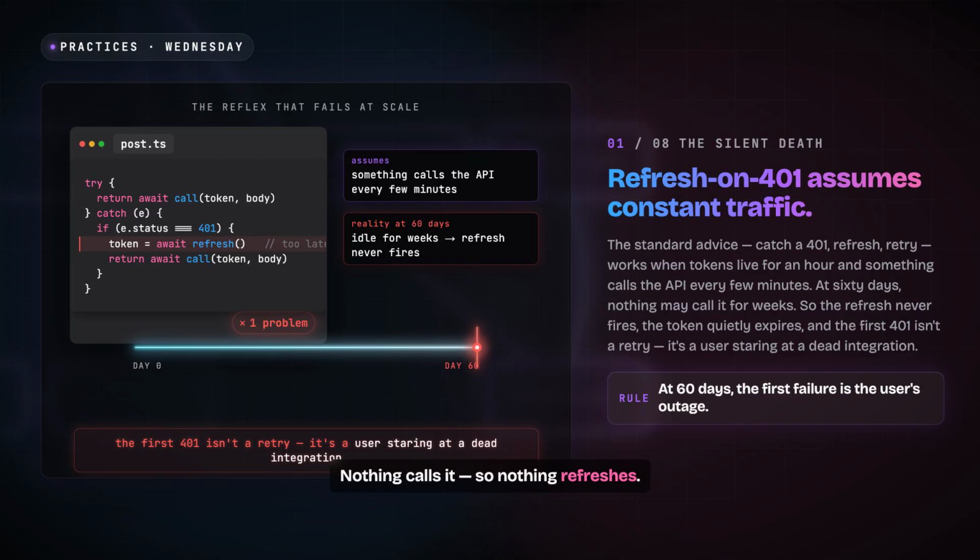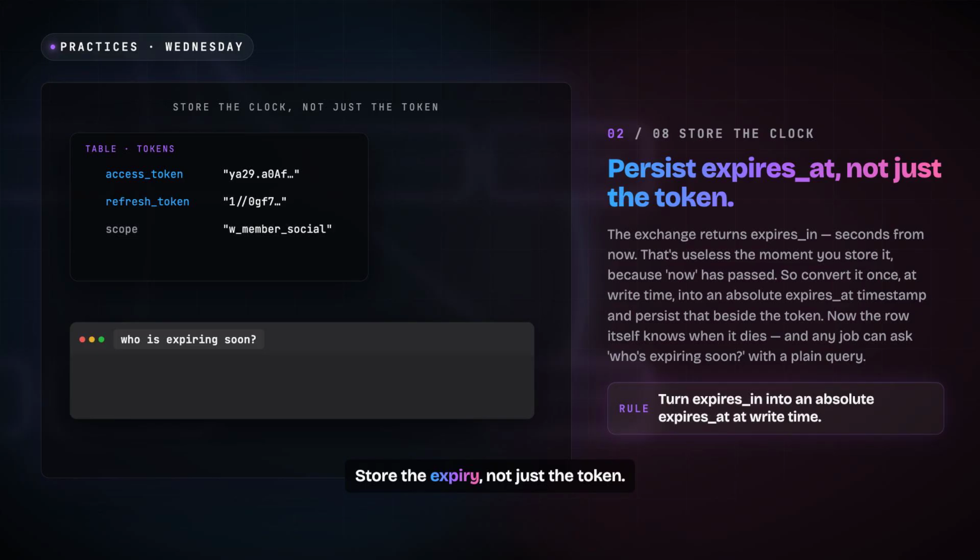And then the scheduler finally wakes up to post, and the very first call comes back 401, with no valid token to retry with. The first failure isn't a hiccup you recover from. It's an outage your user discovers before you do. Reacting to failure only works if you fail often. At this time scale, you have to act before the failure. So the first move is to write down the clock.